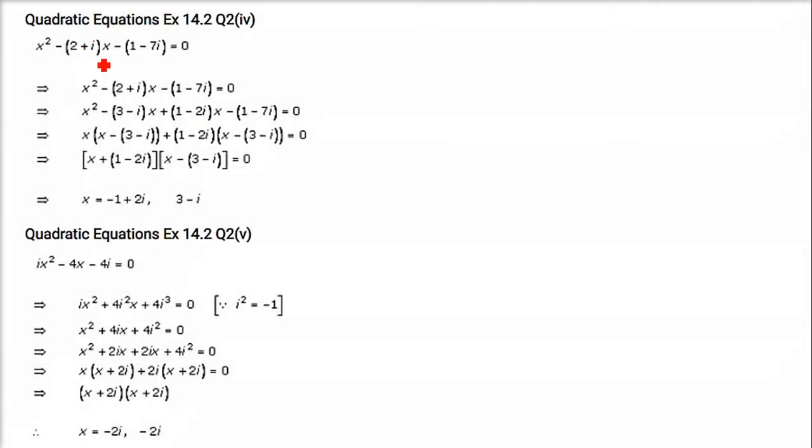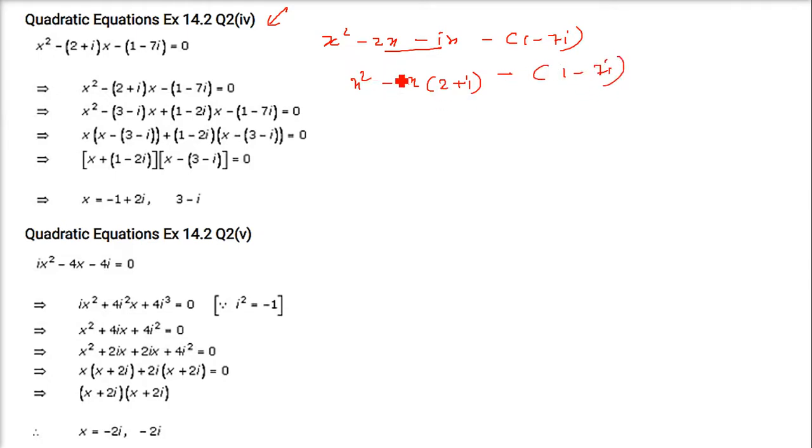Now x square minus 2 plus I into x minus 1 minus 7i. As I told you, if you have any problem and you are not able to factorize it, you can always go with the quadratic method. So x square minus 2 plus I into x minus 1 minus 7i. For that, what you are going to do? X square minus 2x minus ix minus 1 minus 7i. Now I am writing this as minus 2x, and I'm taking these two here. So x square minus, take x common, you get 2 plus I, and minus 1 minus 7i, right?